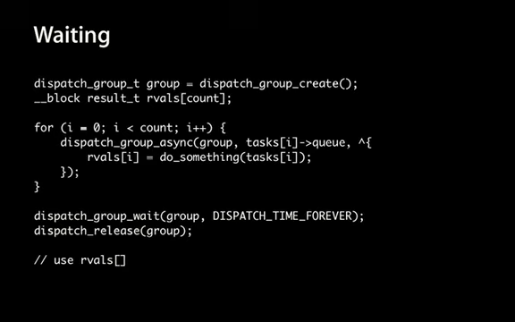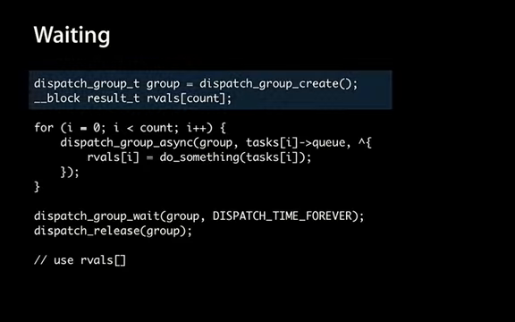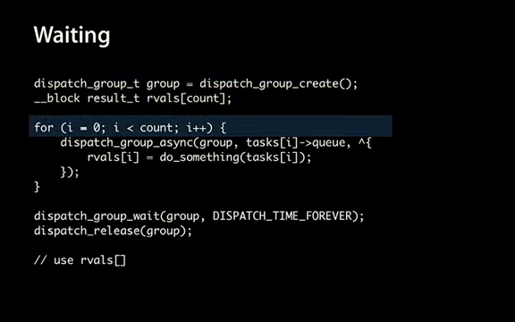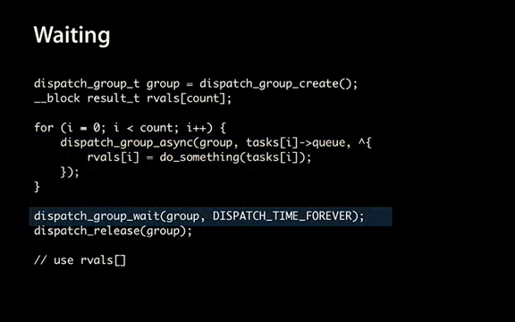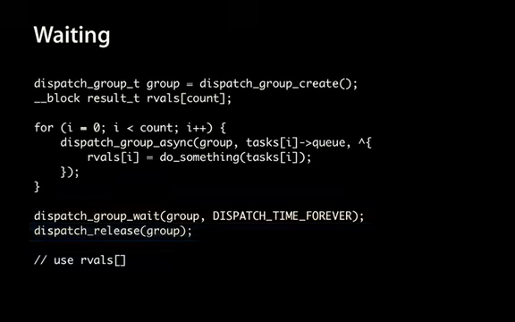Here's the more generic example as we talked about with groups, but now we're going to talk about more of the advanced block syntax. So we can create a group and an array of resulting values using the under block syntax. Again, we can pick our favorite iteration technique, in this case a for loop. We can do the group async. And now, instead of a group notify, we can do a group wait. Pass the group, tell it we want to wait forever, and when that returns, the group is done. We can release the group, and then finally use the resulting values.